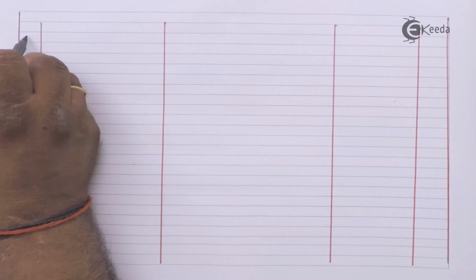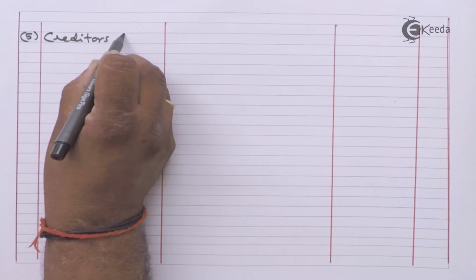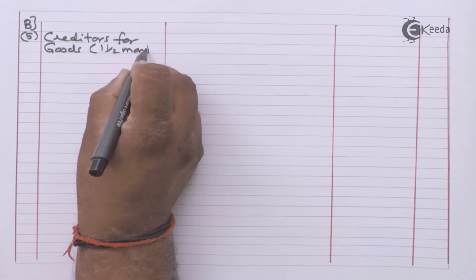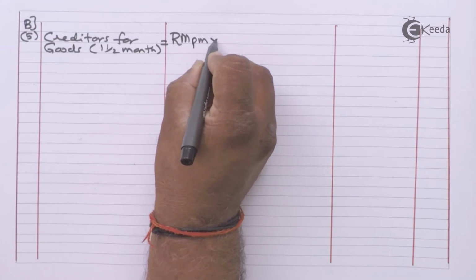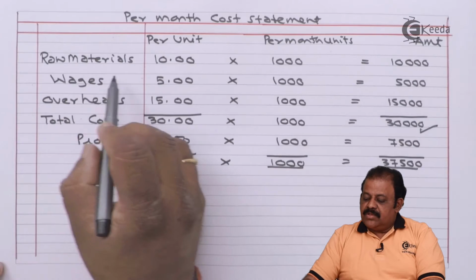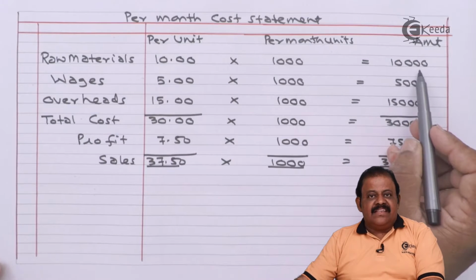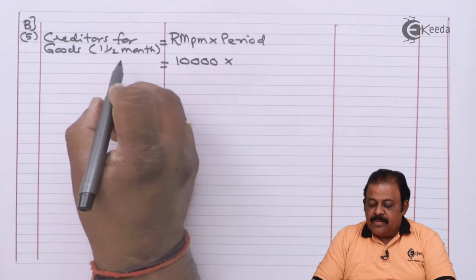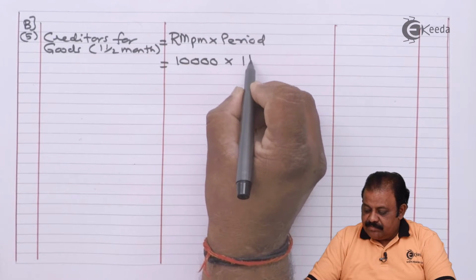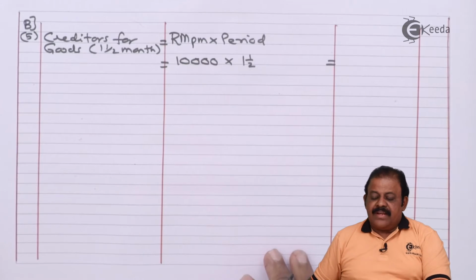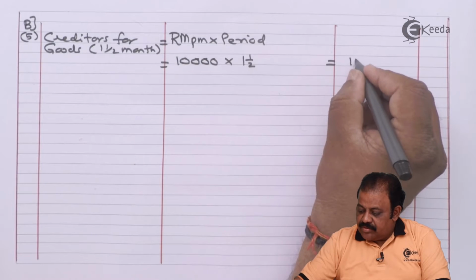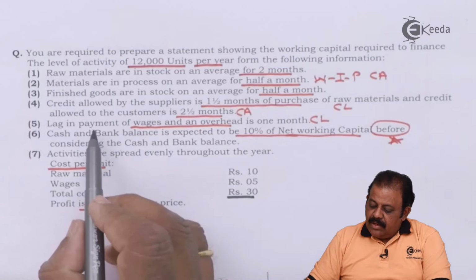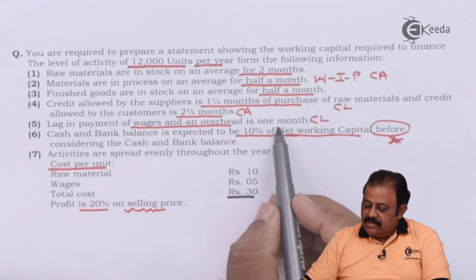Creditors for goods. Per month raw material purchases required 10,000. Raw material per month 10,000, credit allowed by suppliers 1.5 month. So creditors for goods 15,000 will be current liability. Lag in payment of wages and overheads is 1 month.